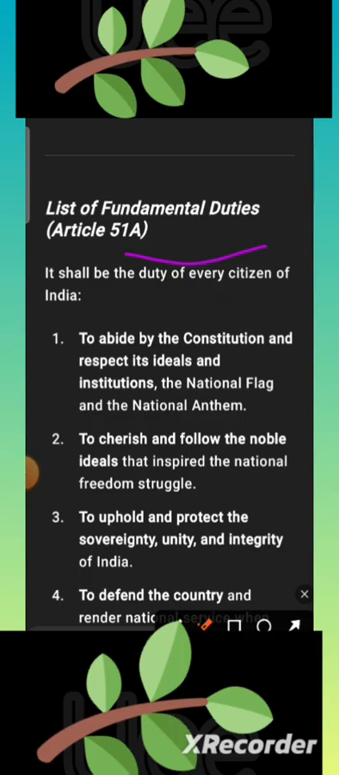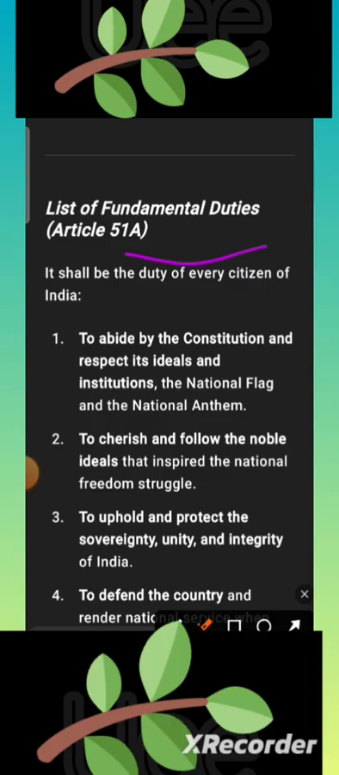Respect the Constitution, national flag, and national anthem. Be loyal to the Constitution and respect national symbols. Example, standing respectfully during the national anthem, not defacing the flag. In education, taught in school assemblies and civic lessons. To abide by the Constitution and respect its ideals and institutions, the national flag and the national anthem.